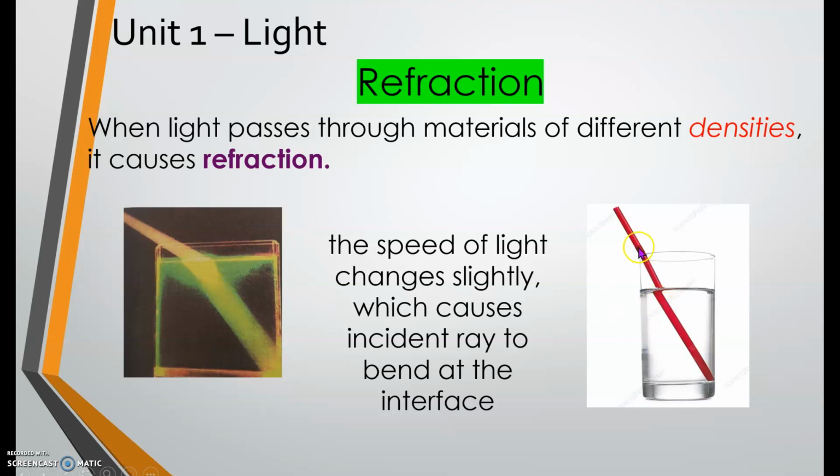Same in this picture. The light travels in the air so we can see it straight. When the light travels in the glass and in the water, the light changes. The incident ray changes and it bends, because it is slower in the other density or water.